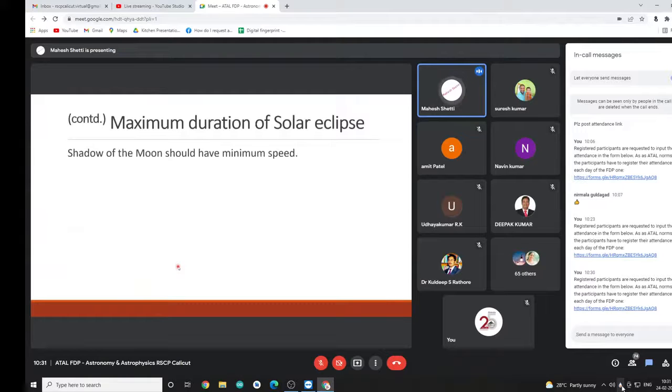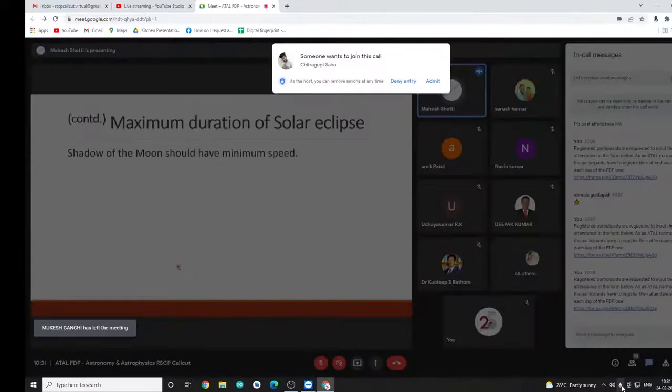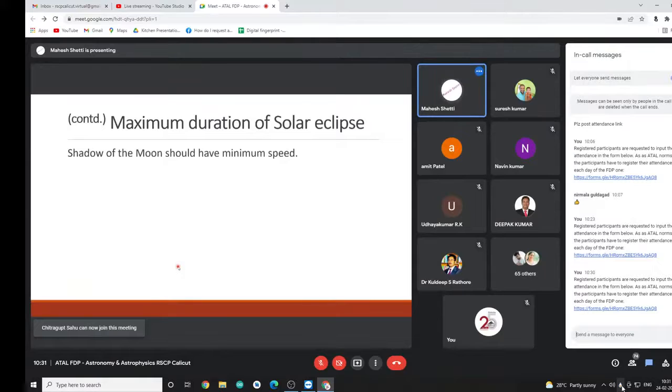Then the shadow of the moon should have minimum speed. See what happens: as the moon is also going around the Earth, the shadow of the moon is going to travel on the surface of the Earth. Okay, and the Earth is also rotating, so the surface of the Earth is also moving. So the surface of the Earth is going to move in the same direction as the shadow is going to move. However, the shadow of the moon moves faster. Okay, so it is a chase. But if you are located closer to the equator, naturally the surface of the Earth is going to move faster.